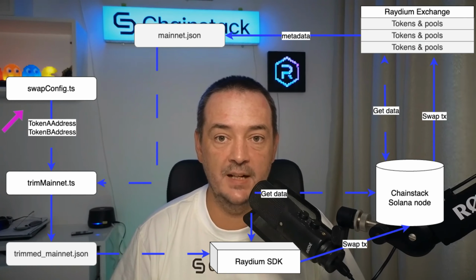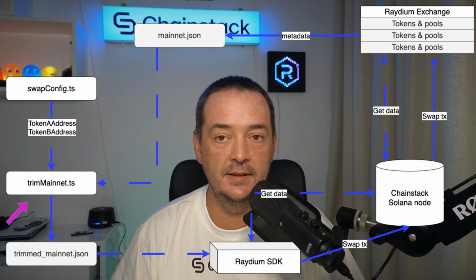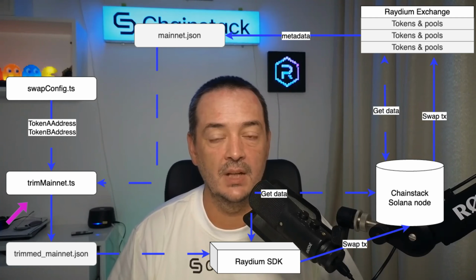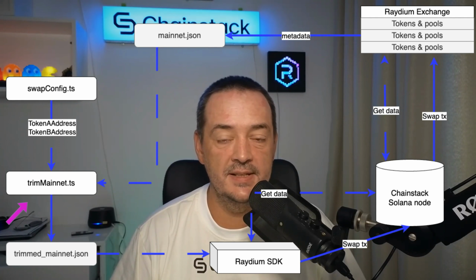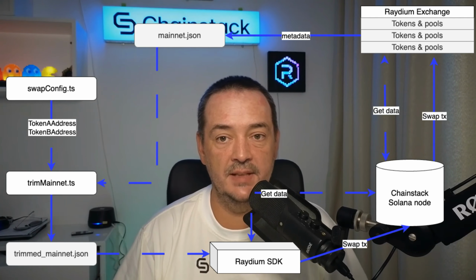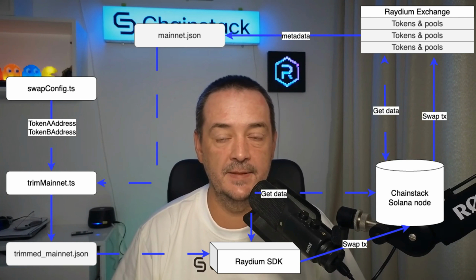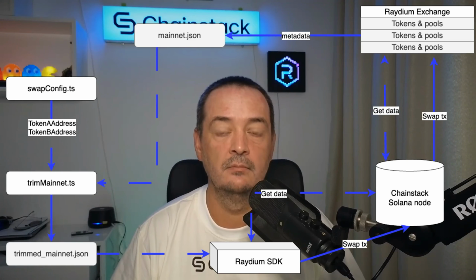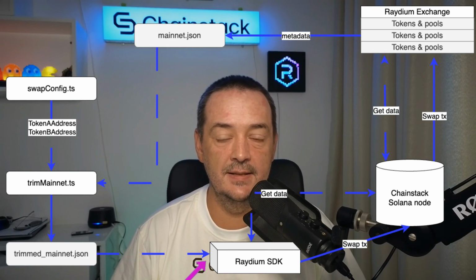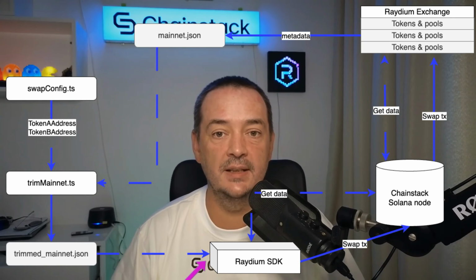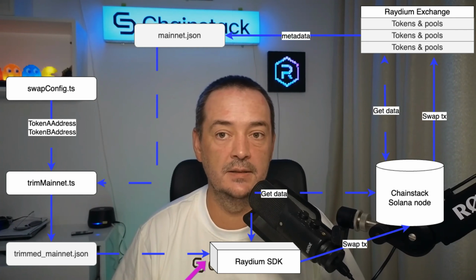the trimming script called trim mainnet.ts. The script takes the token addresses from the swap config.ts file, finds the relevant liquidity pool data in main.json, and produces a trimmed version that's hundreds of times smaller and thus can load faster in the project. Raydium SDK then uses the trimmed main.json file to do the rest.